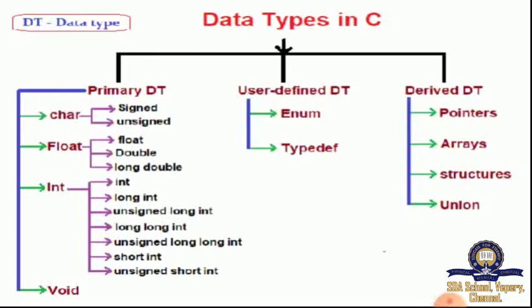Integer is classified into integer, long integer, unsigned long integer, short integer, unsigned short integer and finally void. Primary data types are classified into character, float, integer, void. User defined data type is classified into enum and type definition. Derived data type is classified into pointers, arrays, structures and union.